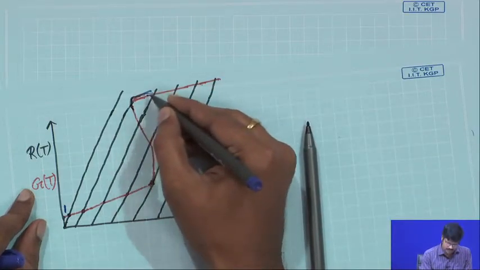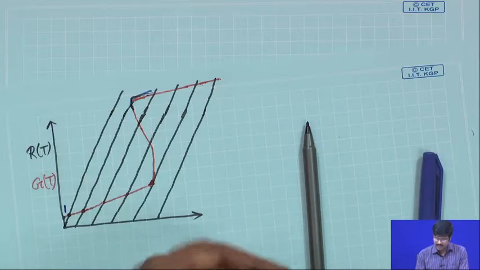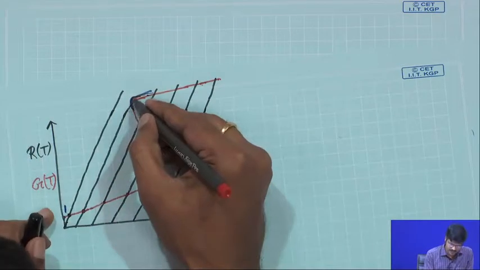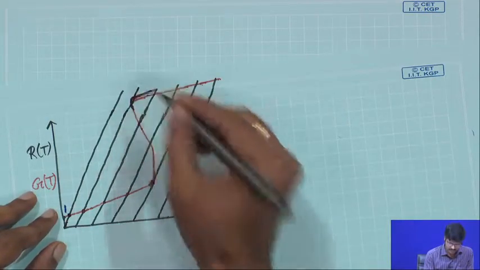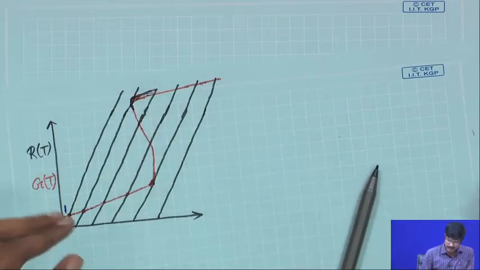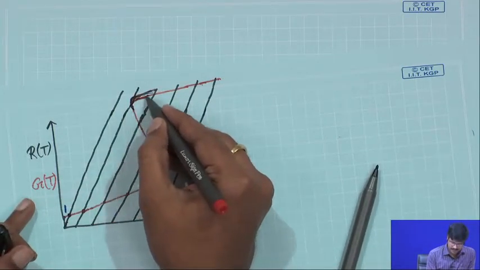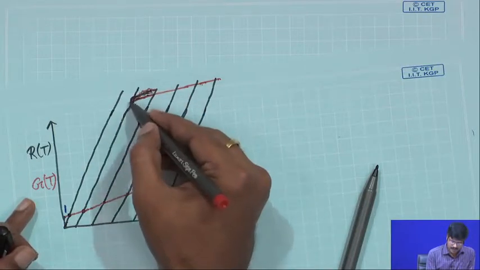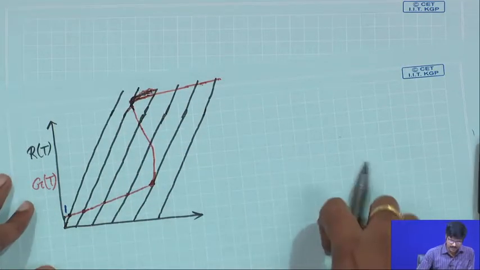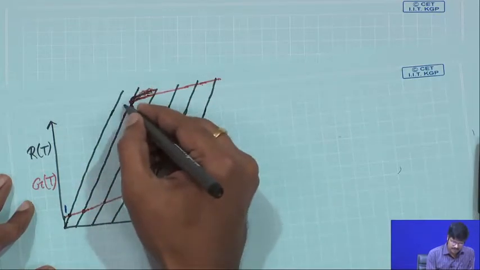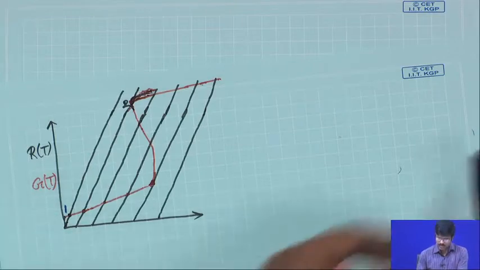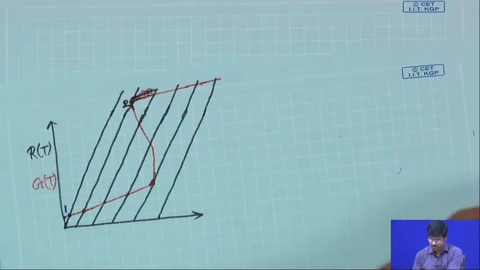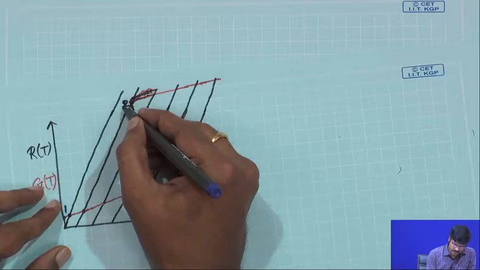Oh, I am again taking the wrong pen, excuse me. So, for the second line, this is the second line, it crosses the second line at point 2. So, it crosses the second line at point 2.